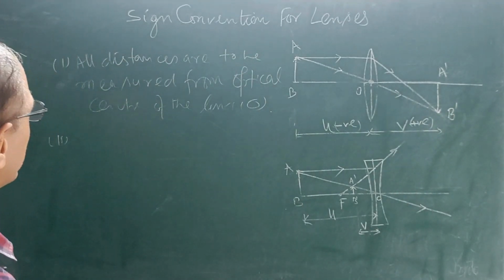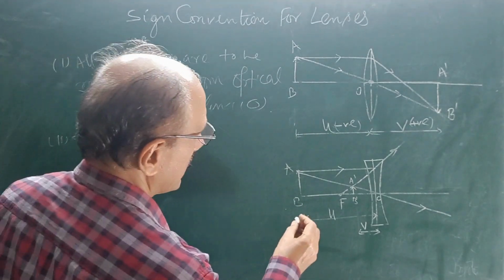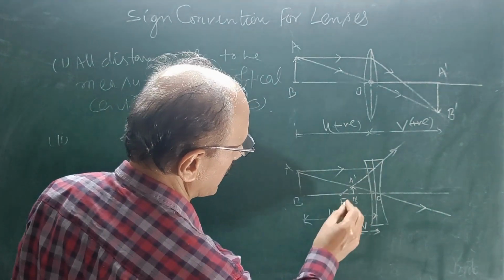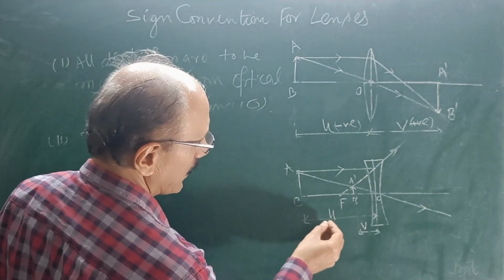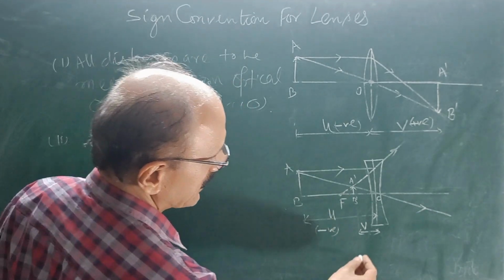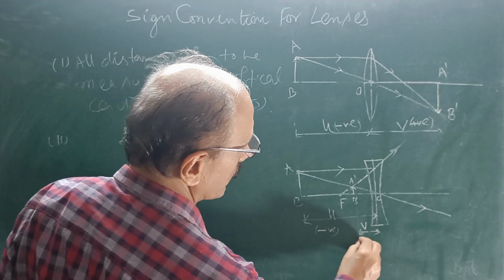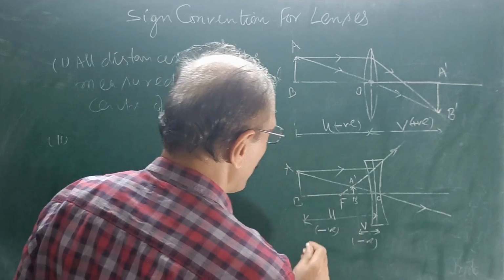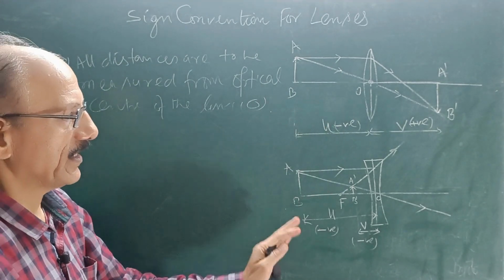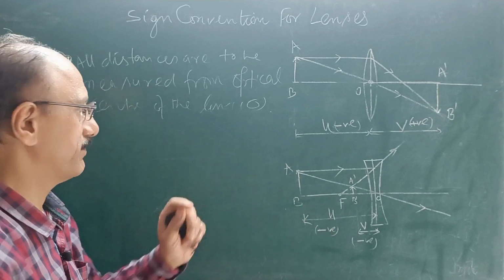In this case, again, the incident ray is from the object and the U is this, so it is negative, and this time the V is also in this direction, so it is also negative. So in case of concave lens, U as well as V is negative.